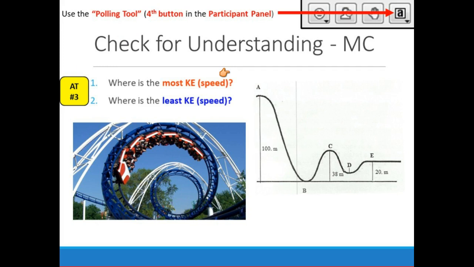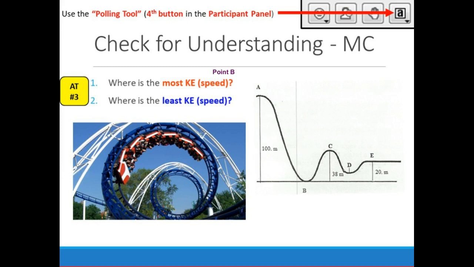Awesome, looking good. All right, guys, so looks like we're a little bit torn between B and C. Remember, if we are going back up a hill, are we going to be going faster or slower as we go back up a hill? Tell me in the chat box. Yeah, if we have to go back up a hill, we're definitely going to start going slower. So in this case, letter B makes the most sense, right? So at point B, we have the most speed.